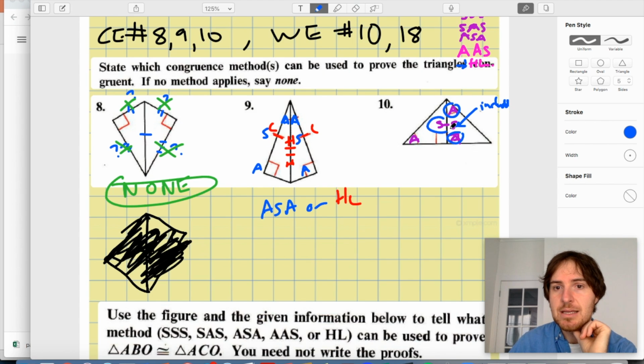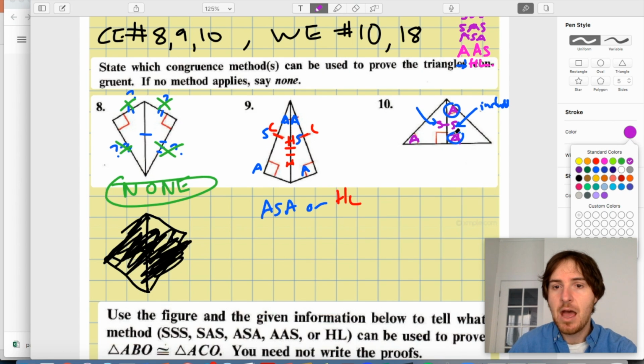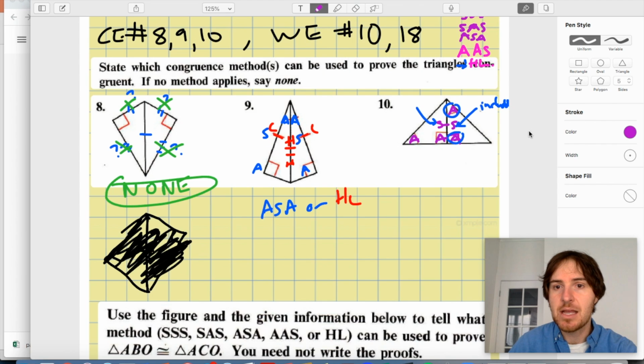But question, is that side included between the two angles that we would know would have to be congruent here? So this angle and this angle here, is that side included? No, this one's not included here. So this isn't an ASA correspondence because in one triangle, the congruent side isn't included by the two congruent angles that we know in the other triangle right here.